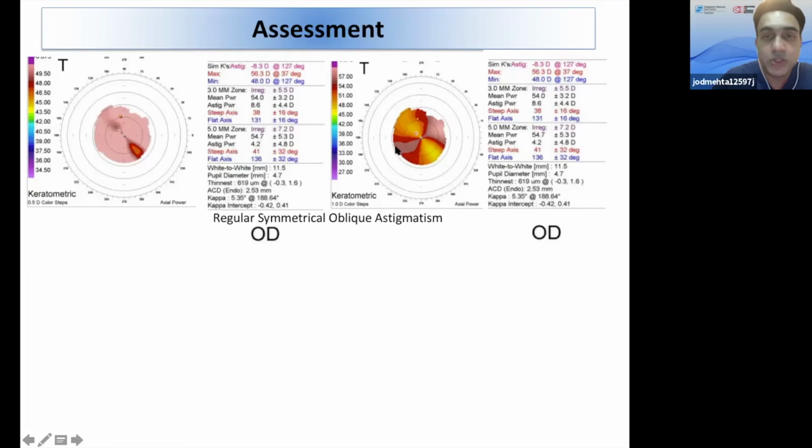Now, interestingly, when you look at this scan, it was documented in the notes when this patient was sent to see me that they had regular symmetric oblique astigmatism, because it looks as if it's symmetrical on at least one axis. But this axis over here doesn't look quite like it. If you look at the coloring on the picture, it looks slightly higher on this side and lower on this side. So possibly 45 on this side and possibly 50 or 59 on the opposite side in that meridian.